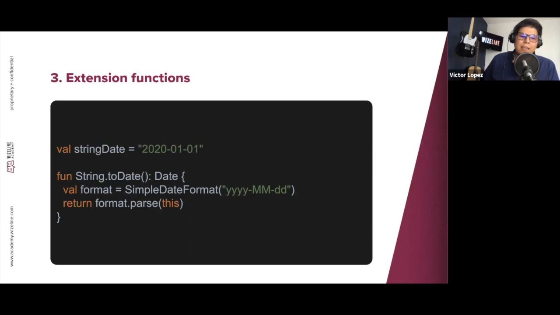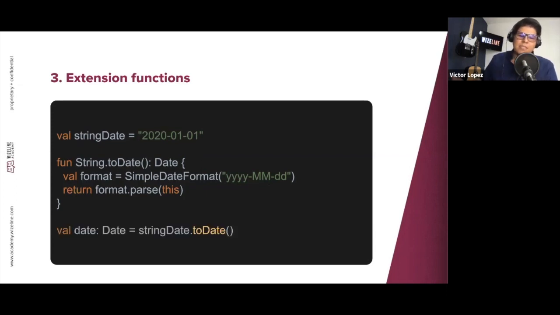Well, again, we are creating a new function based on the String, but in this case this function is called toDate, and it returns a Date. Inside the body of this function, we are using SimpleDateFormat, and we are passing the format that we want to parse. In the next line, we return the parsed string. This is super useful because now we can parse strings only by calling this method.